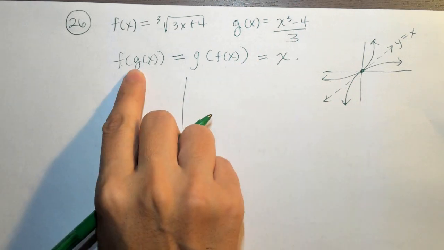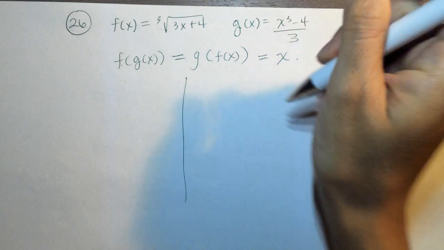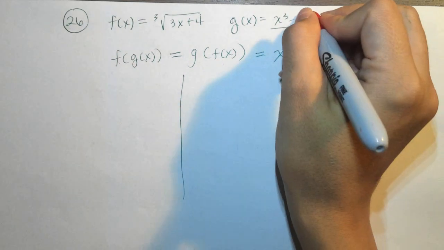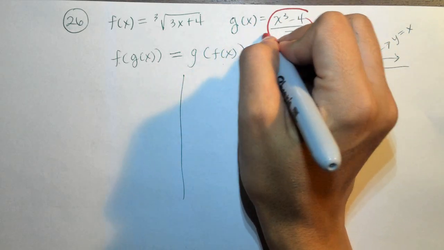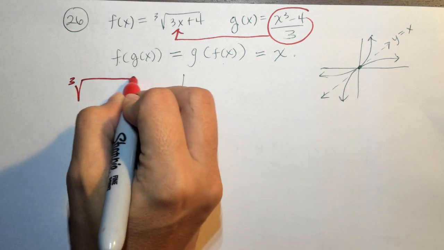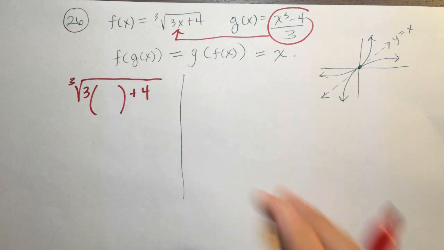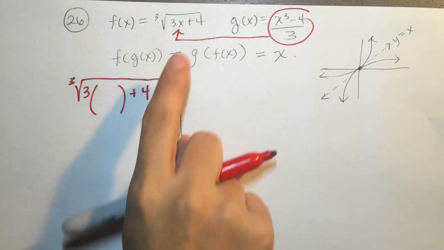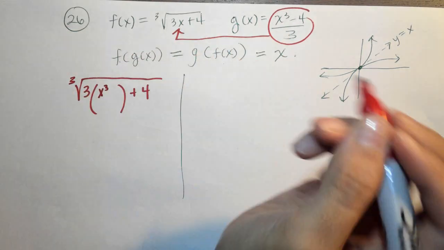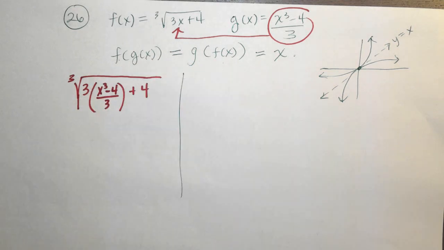So I'm going to go ahead and do f of g of x first. I'm going to plug the g function, this guy, into the f function, right here to this x. So it's going to look like this. You have the cube root of 3 times x plus 4, all underneath the radical. And for my x, instead of writing x, I'm going to plug in this g function here. So I get x cubed minus 4 over 3, and this is all underneath the radical.